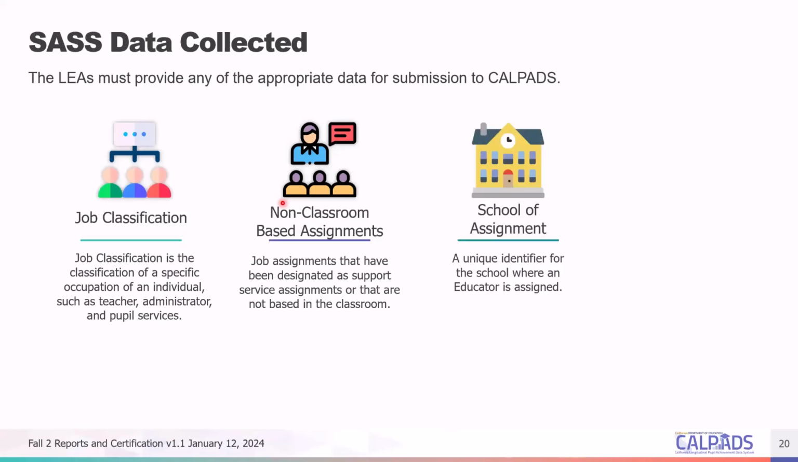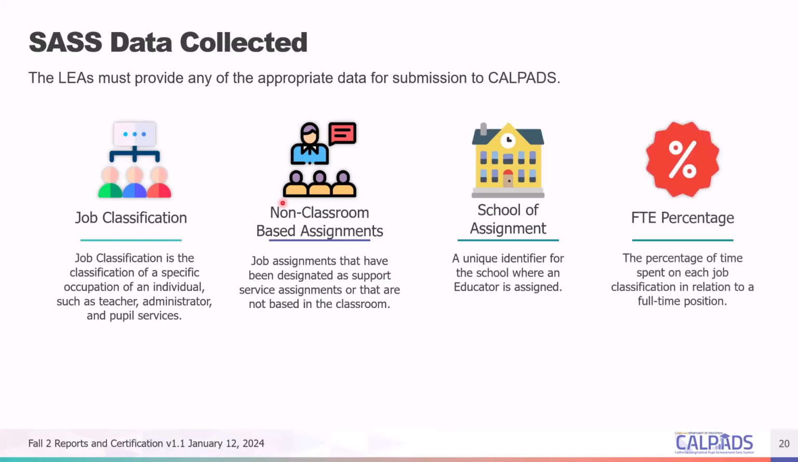So the next data element is the school of assignment, where you tell us where these staff members are assigned. It could be at the district or at a specific school site. And then, of course, you have your FTE percentage. This is essentially the percentage of time spent on each job classification relative to a full-time position.